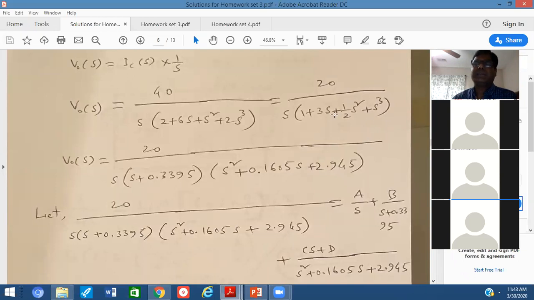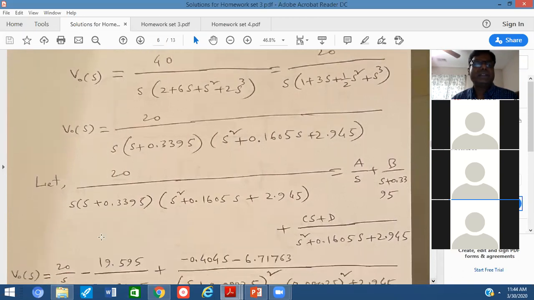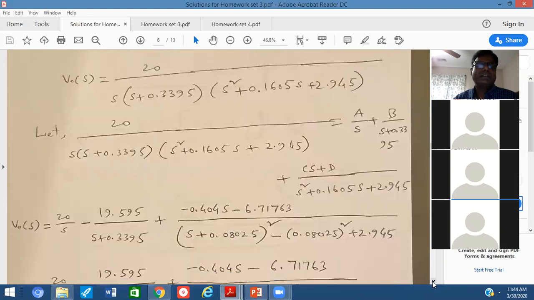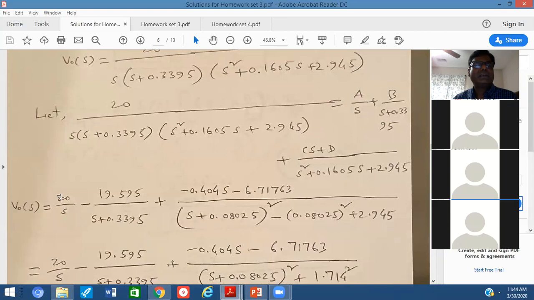Now we have to apply the partial fraction because you need to do the inverse Laplace transformation. So therefore, after that, you see, I decompose this one in that way, S plus this into S square. So what I did, let 20 over this be A over S plus B over this function plus CS plus D over this function. Then you need to calculate A, B, C, D. So once I calculate, this is my expression. A was 20 over S minus B was this, and this is the C and this is the D value.